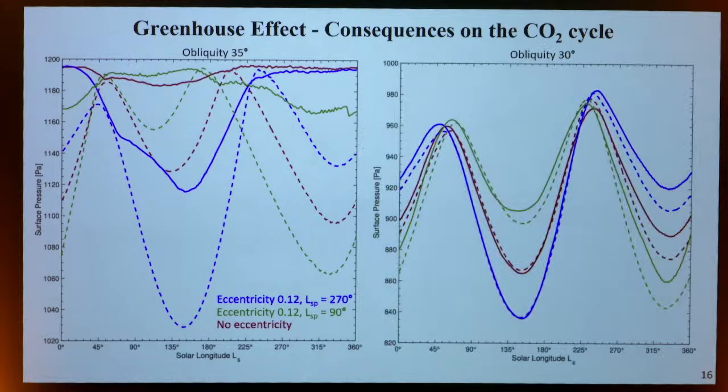I won't go much into detail, but we also look at the simulation when we have an obliquity of 30 degrees, but in this case, the effect is much lower. There is still an effect. The seasonal cycle is a bit mitigated, dampened by the radiative effect of cloud, but it's not so much.